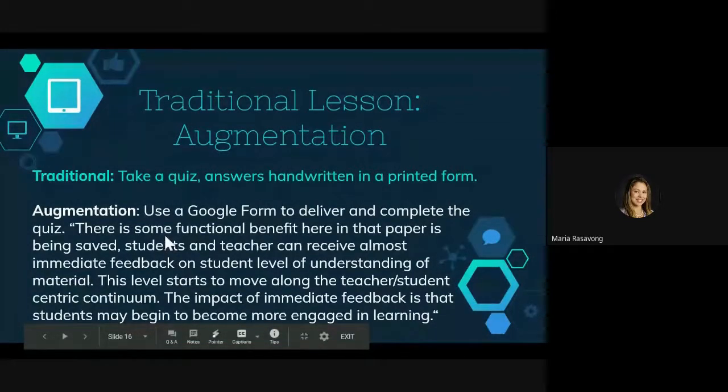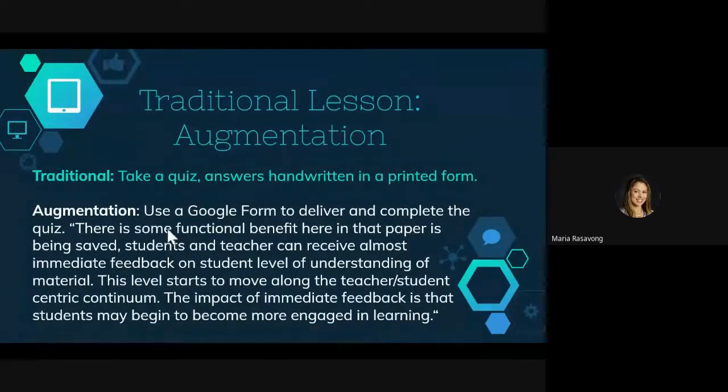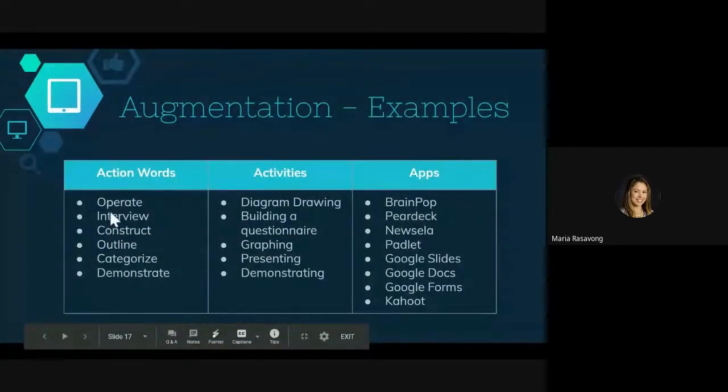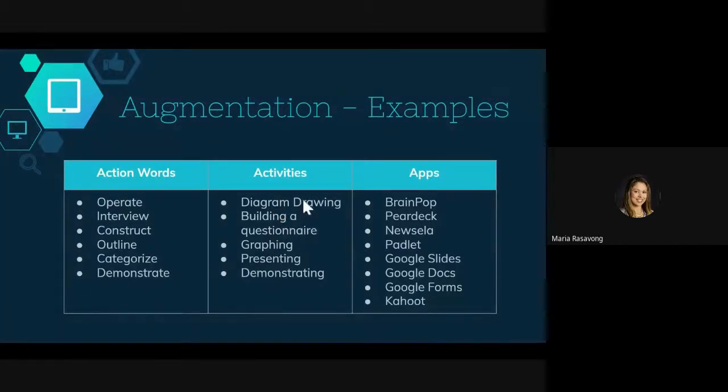If there are multiple choice questions, you can actually set it up so that as soon as the kids take the quiz, they get their scores, if they are multiple choice and if it's something that I do not need to actually read right away. So that's how you get that extra augmentation. Here we have some action words again, like construct, categorize, demonstrate, then activities that you actually can ask your students and yourself to do with the kids.